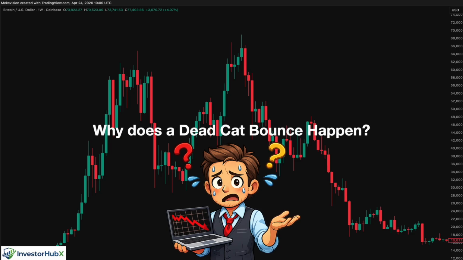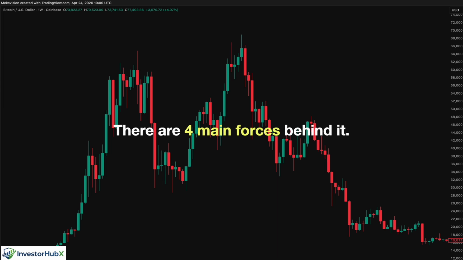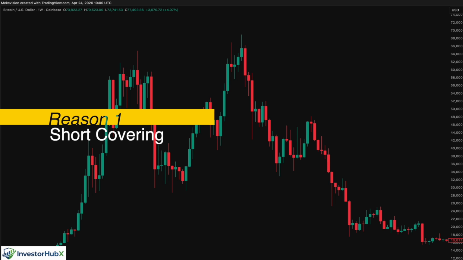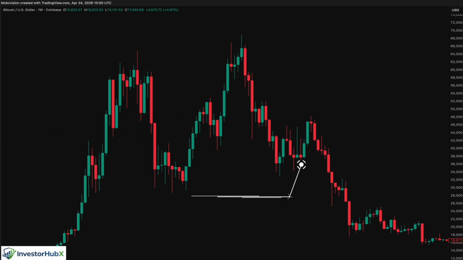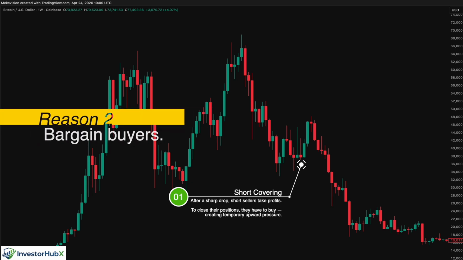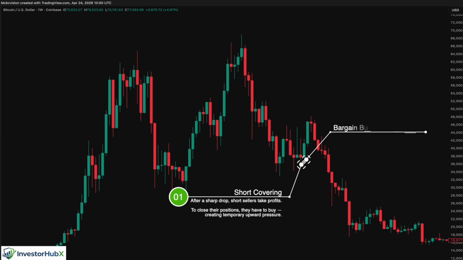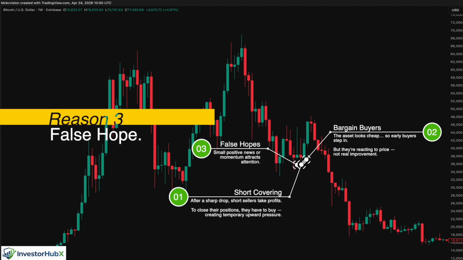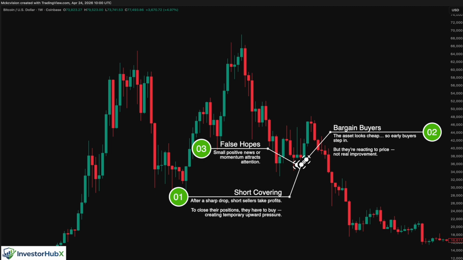So, why does a dead cat bounce happen? There are four main forces at work. First, short covering. After a sharp drop, short sellers take profits. To close their positions, they have to buy, creating temporary upward pressure. Second, bargain buyers. The asset looks cheap, so early buyers step in. But they're reacting to price, not real improvement. Third, false hope. Small positive news or momentum attracts attention. More buyers jump in, driven by FOMO. But here's the key. The trend hasn't changed.